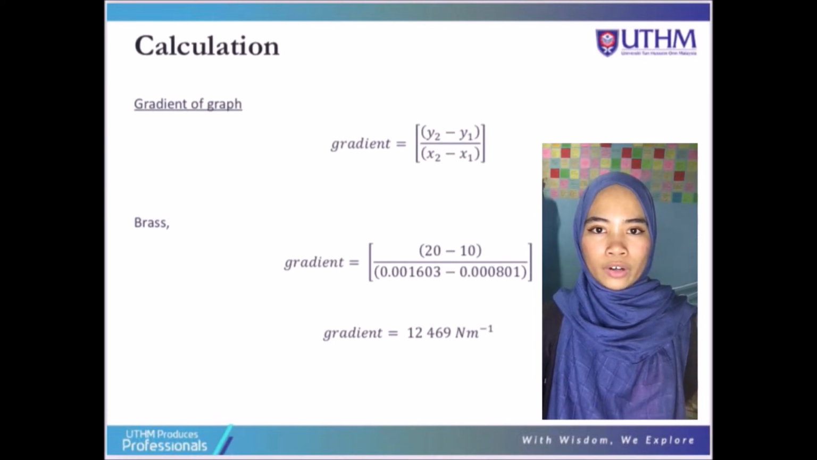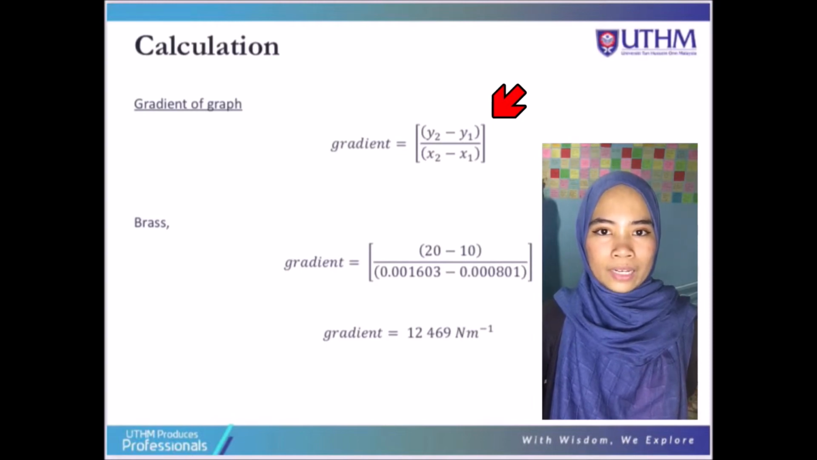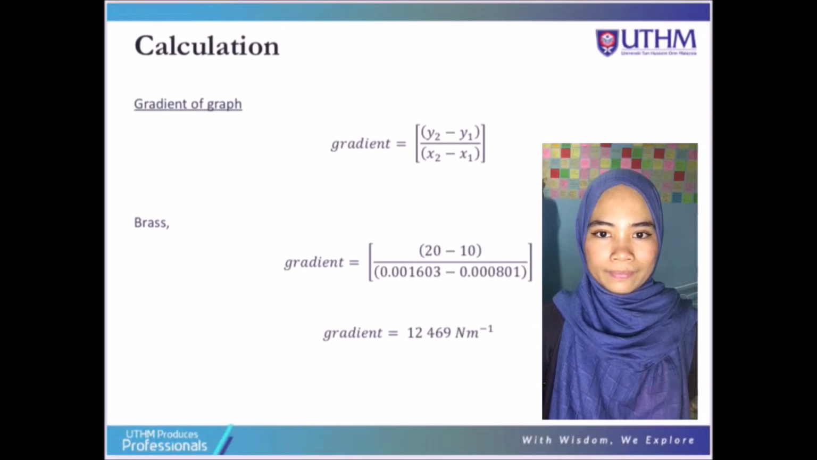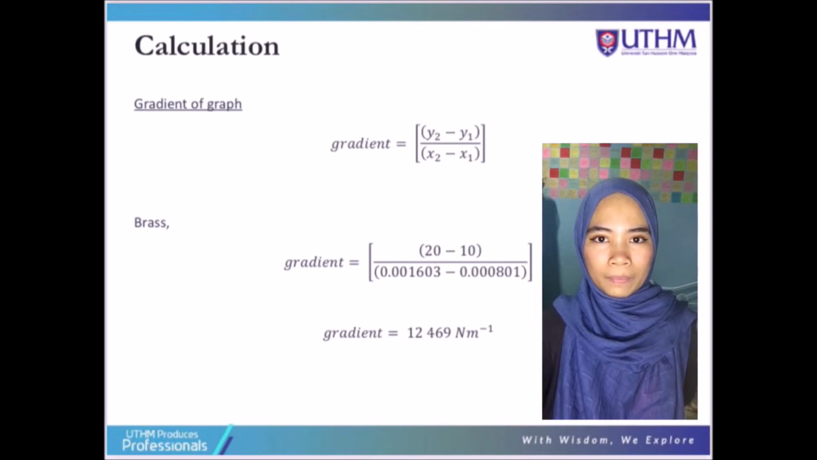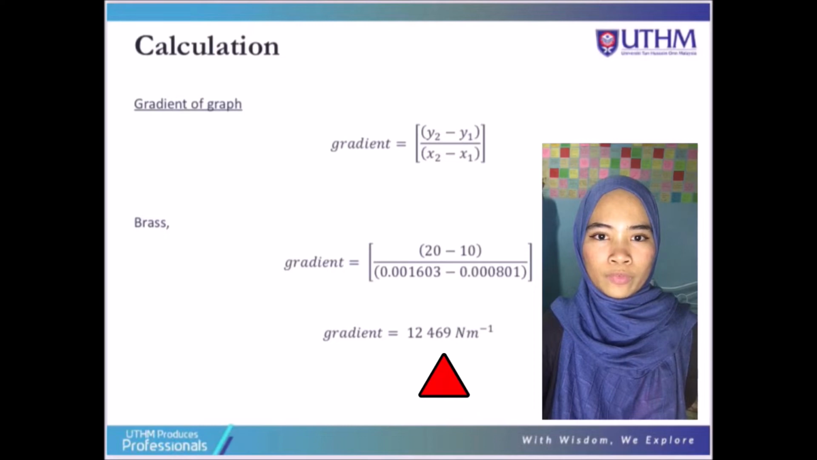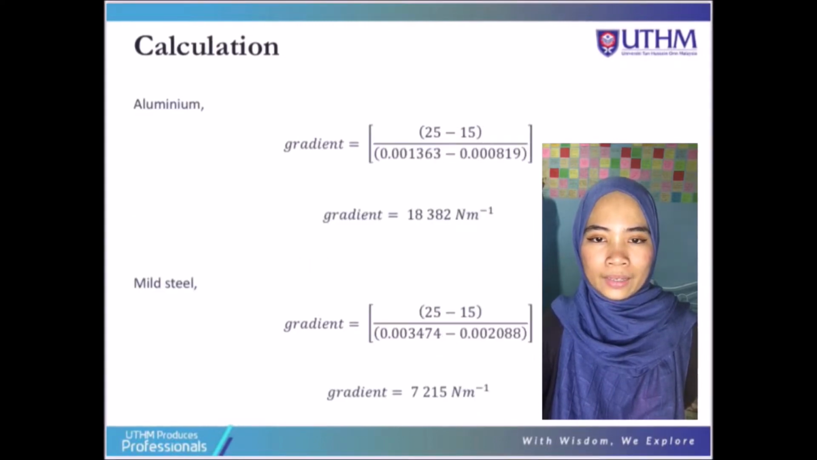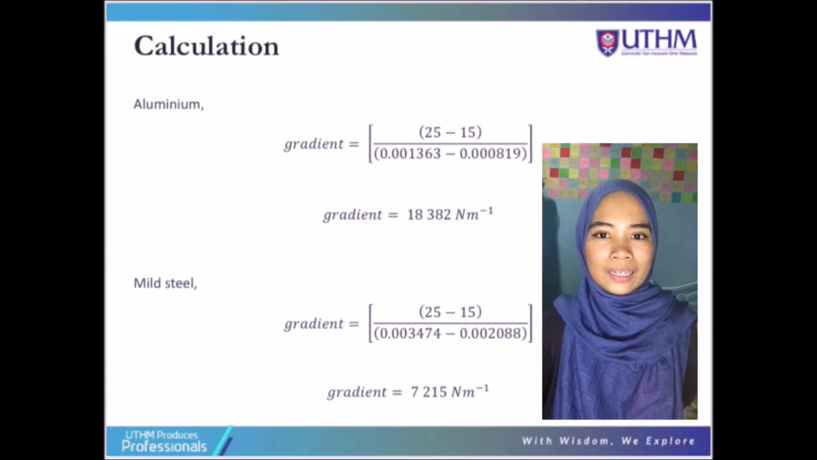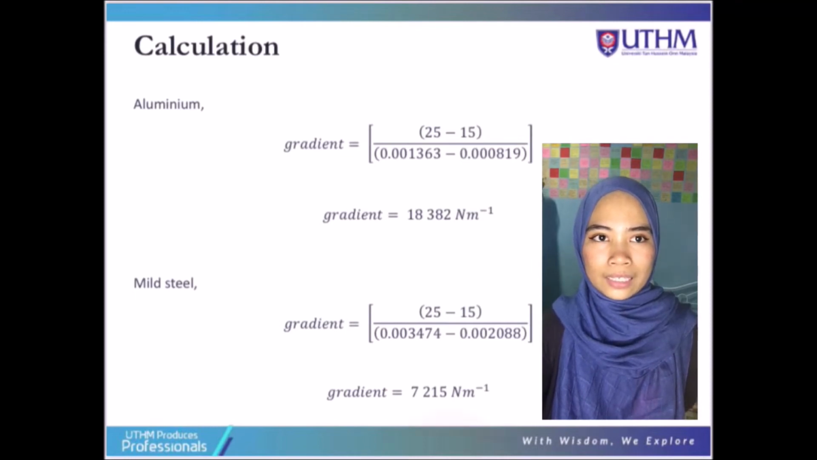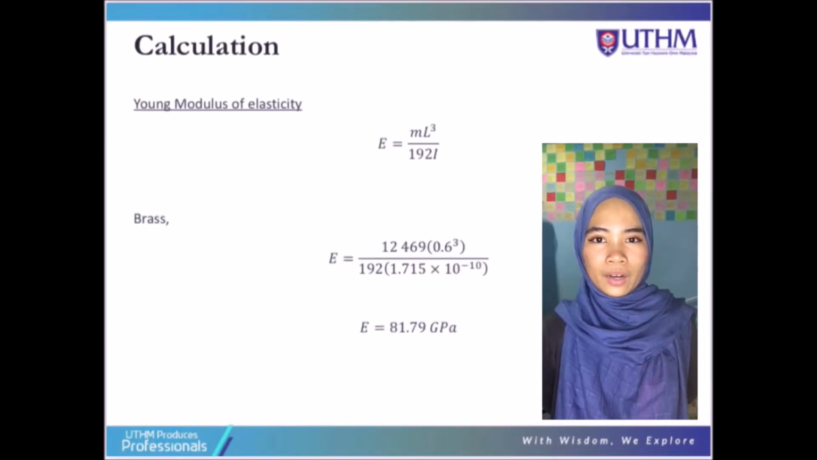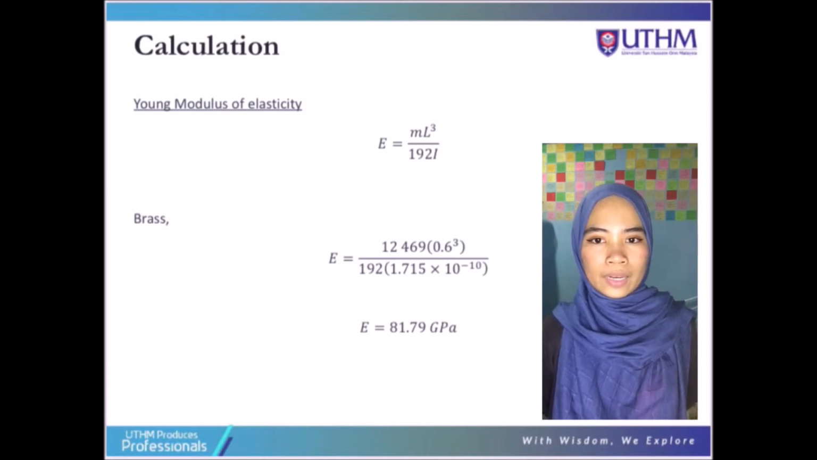Next, we have to calculate the gradient of the graph. The formula given for the gradient of the graph is y2 minus y1 divided by x2 minus x1. The gradient of the graph for brass is equal to 12469 Newton per meter, and the gradient of the graph for aluminium is 18382 Newton per meter. And lastly, the gradient of the graph for mild steel is equal to 7215 Newton per meter.